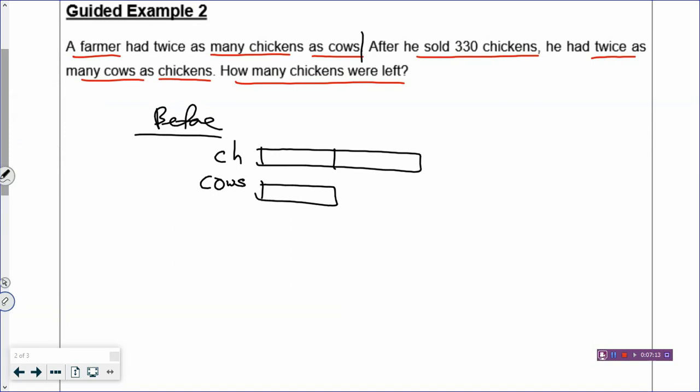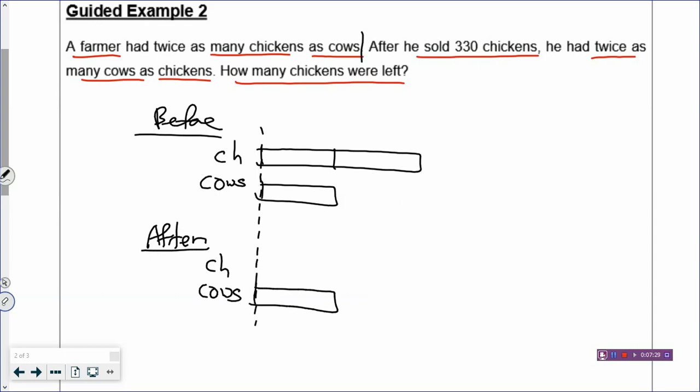Now, after he sold 330 chickens, he had twice as many cows. So how do you draw the after model? Now, to draw the after model, you always start with the one group that is unchanged because that will be easier to draw, right? Because we don't know how long to draw the rectangle for the chickens, but we know that the rectangle for the cows is still the same as the before model, right? The cows before and the cows after, we know how to draw because unchanged. Unchanged means you draw the same length.